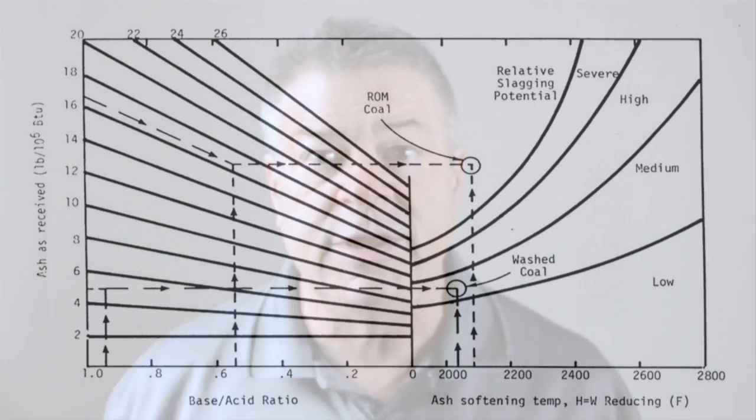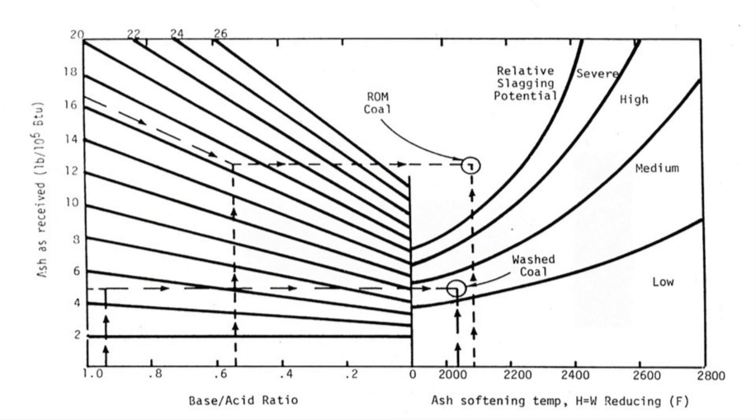This is a chart from the 1980s that tried to incorporate the amount of ash along with the base acid ratio and the ash fusion temperatures. The answer to this graph is a dot in a low, medium, or high slagging factor area of the chart. Unfortunately, this chart is confusing and hard to look at, and if you didn't have the chart in front of you, it would be very hard to explain how you got the result that it was a medium or high slagging coal.